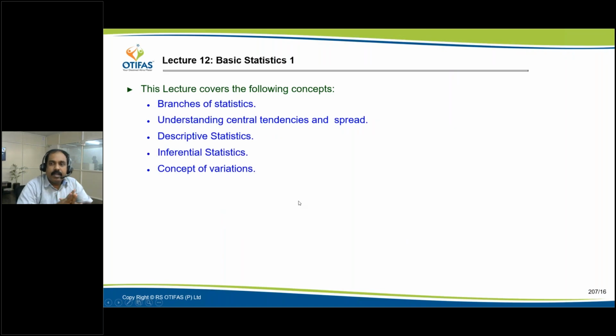So very quickly, we'll discuss the branches of statistics, then understanding central tendencies and spread. This you already know. Then what is descriptive statistics? What is inferential statistics? Then the concept of variation.